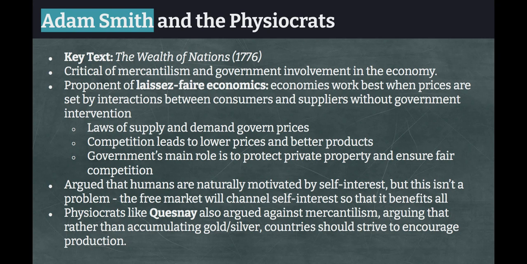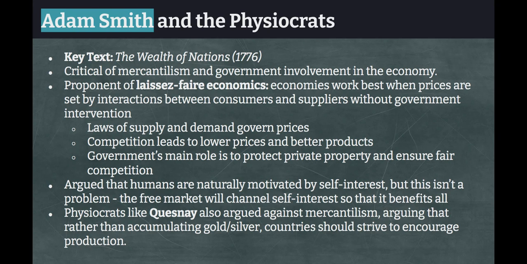He also believed that humans are naturally motivated by self-interest, but this doesn't make them bad. If you allow self-interest to play out, the free market will channel self-interest so that it benefits everybody else, right? So if I'm selling donuts or whatever because it's in my self-interest to make money, well, that's going to benefit other people, right? Because then they get donuts. That's a terrible example, but that's kind of what he's getting at here.